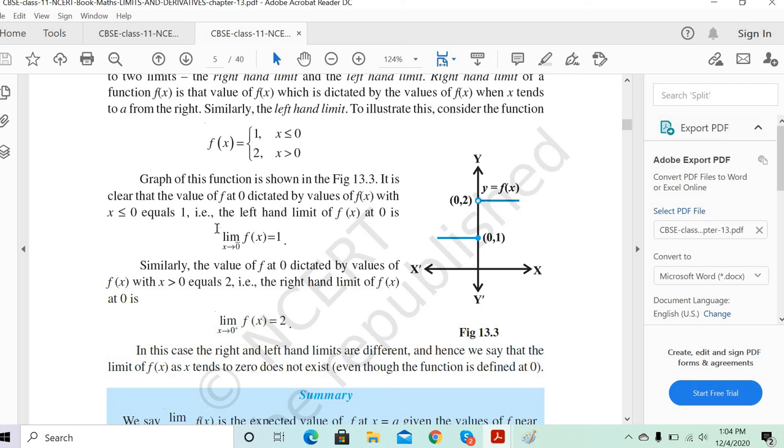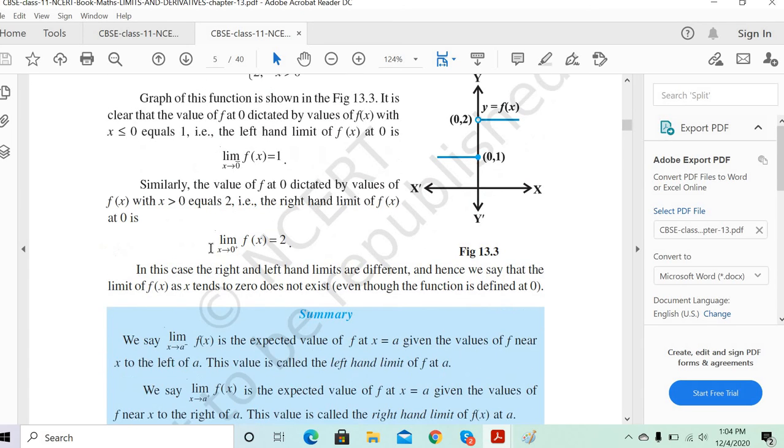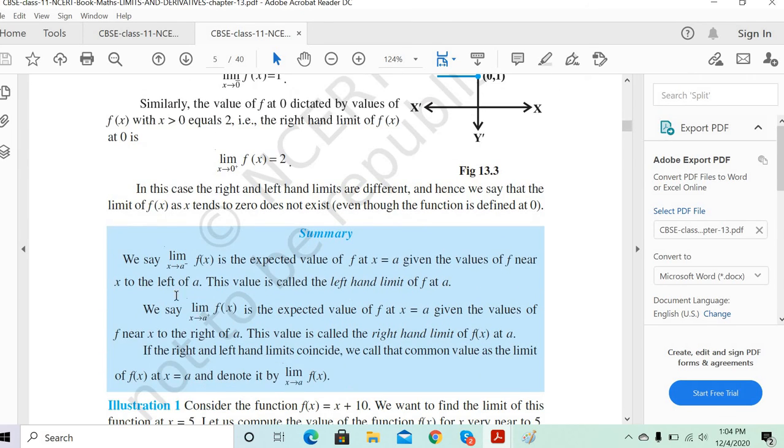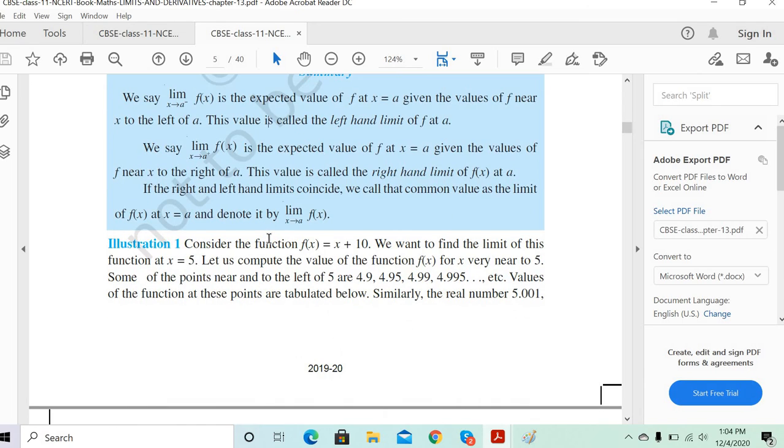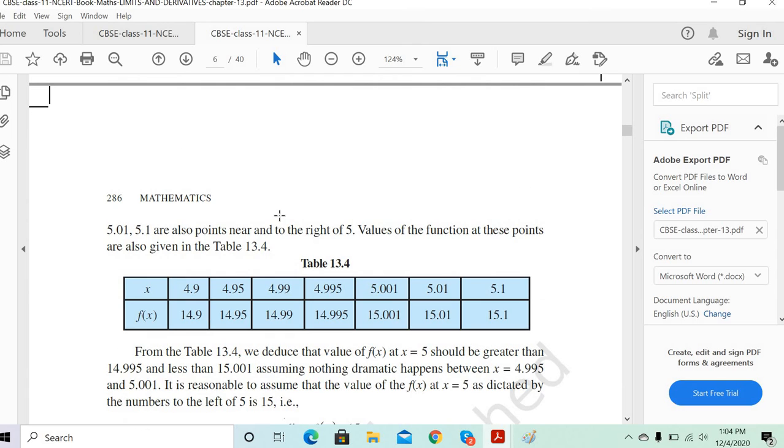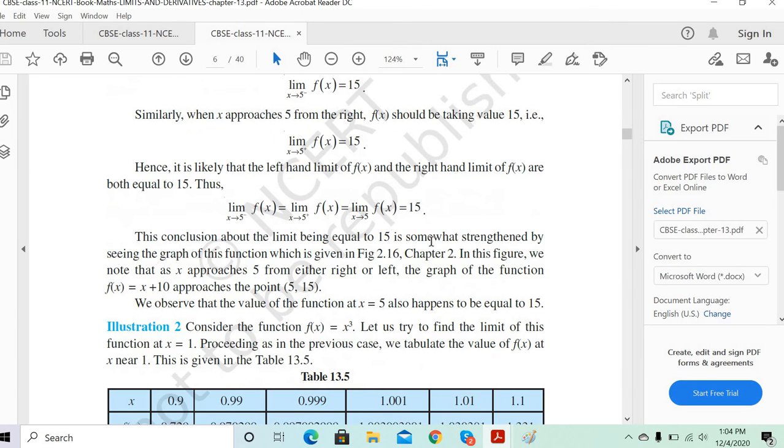Understood this part? This thing is important to understand. So x tends to 0 negative means it's coming from the left hand side, and 0 positive is from the right. That's called the left hand limit, and 0 positive is called the right hand limit. Clear? Understood this part? Any questions, any doubts? No, sir. Perfect.